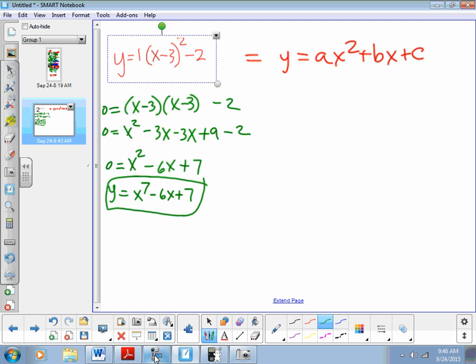Okay. First, let's check, is my FOIL method correct? X times x is x squared. Yeah. All right, x times negative 3 is negative 3x. Okay, then another negative 3x, and then a positive 9. Yeah? Notice the negative 2 was on the outside. I know, but why is it x to the 7? Oh! Yes, that is wrong. Thank you. That part is wrong. So you did correct me.